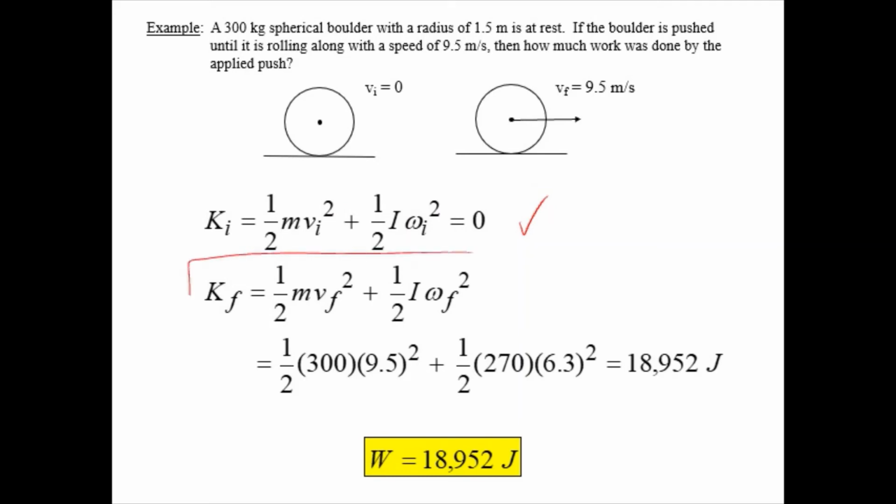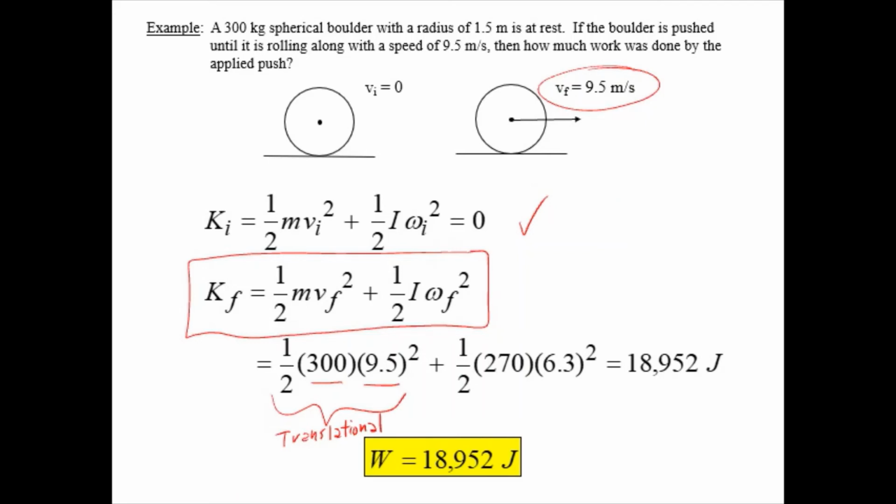The final kinetic energy will be 1/2 m v final squared plus 1/2 I omega squared. 1/2 times the mass of the boulder times its final speed squared gives me the final translational kinetic energy, right? That's how much energy is kinetic energy of it translating, or moving side to side down the road. But I also have to add on 1/2 I omega squared. So this was the 270 kilogram meters squared of rotational inertia. We found out that was about 6.3 radians per second that the wheel was turning at if it's moving down the road at 9.5 meters per second. And so we have to add that on.